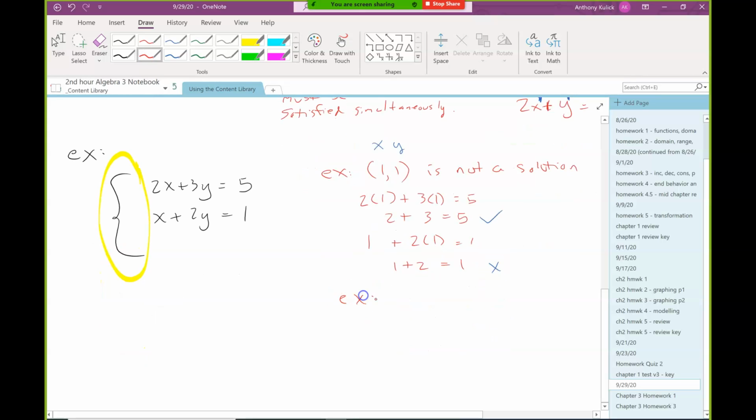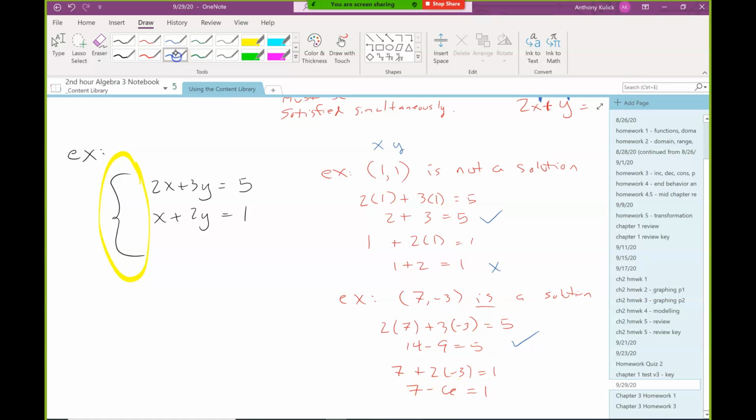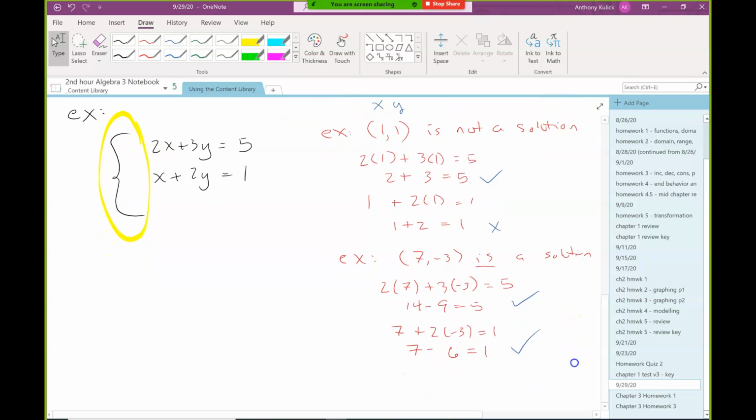However, something like 7, -3 is a solution. And again, let's just demonstrate why we know it's a solution. When I plug 7 in for x and -3 in for y, I get 14 minus 9, which is 5. So the first equation is satisfied. And when I plug 7 and -3 in for the x and y in the second equation, I get 7 minus (-3)... which is equal to 1. So both equations are satisfied. Are we okay with what we mean by a solution?